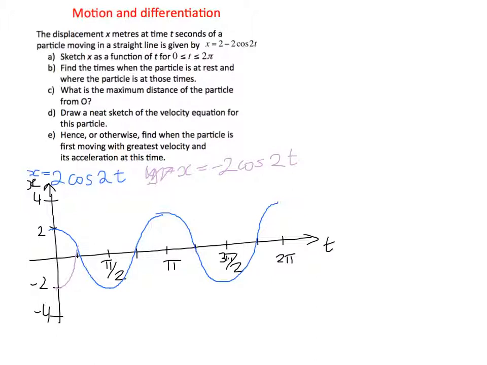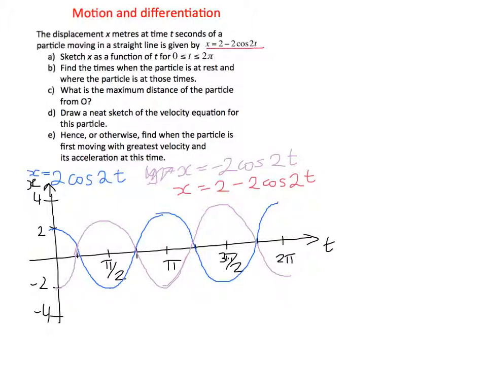Go up this way. So this should just be a reflection about the x-axis. Now the actual graph that we want to draw though is x equals 2 minus 2 cos 2t. What is the difference between this purple graph and this red graph? Well, it's very similar. It's got those parts the same. It's just got this extra little plus 2 at the beginning.